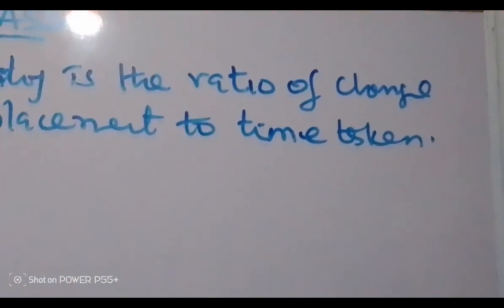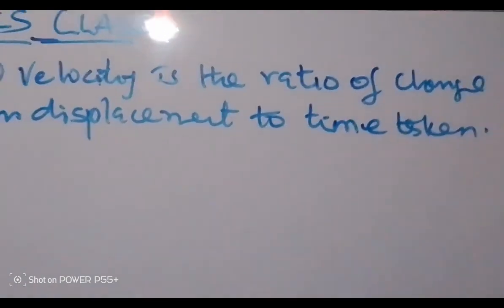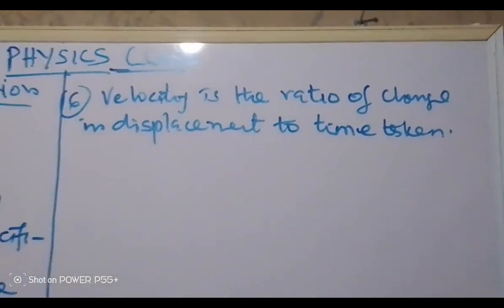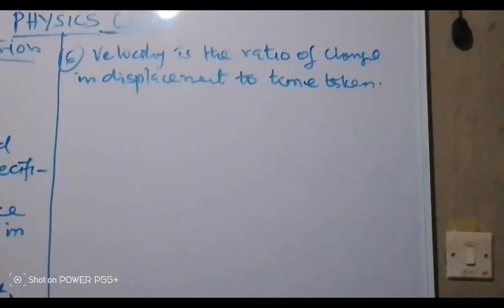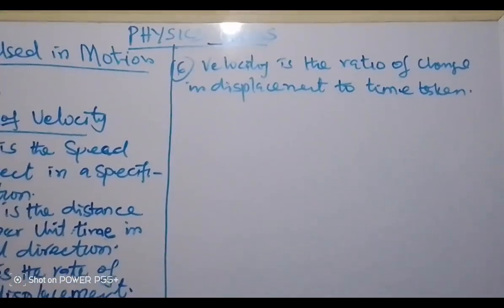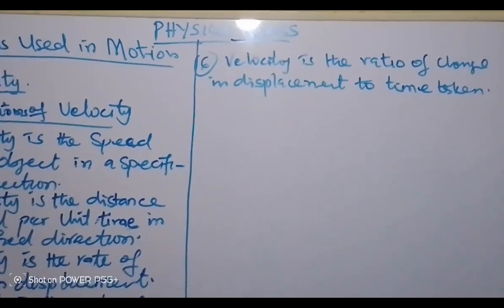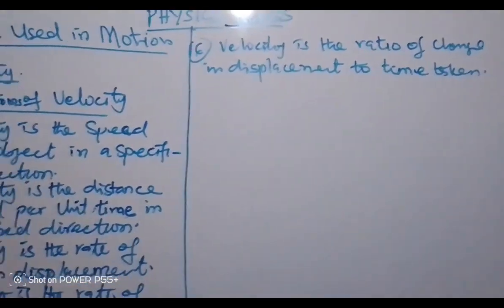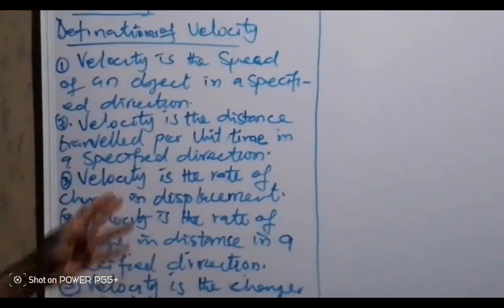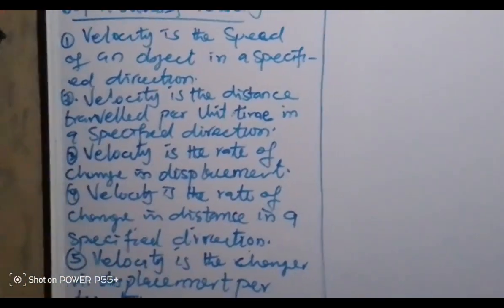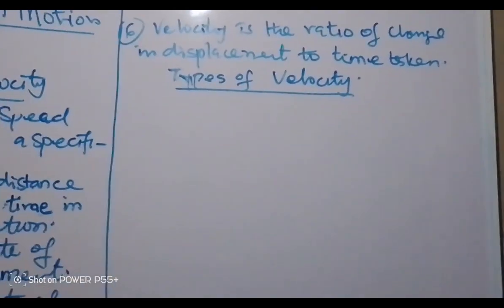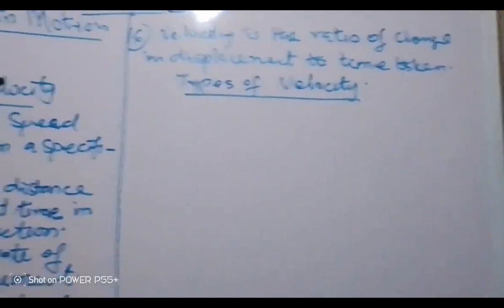Depending on whichever one you remember in any exam, especially because of objective questions, they can write all the following are correct definitions of velocity, except, then you need to know all these definitions very well. Now, the next thing is types of velocity.